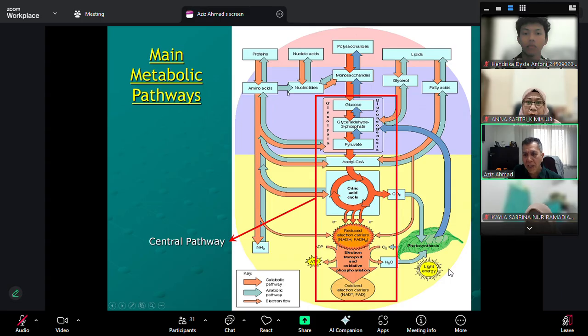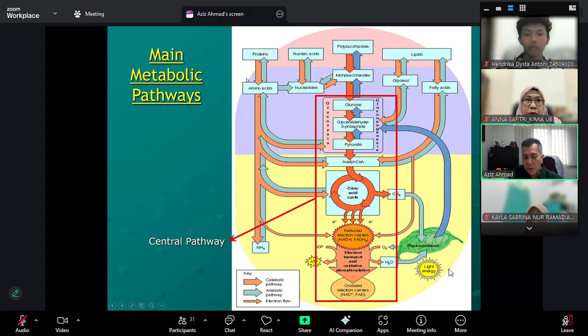And this is the concept of the metabolic pathway in all living things. So polysaccharide, glucose, pyruvate, acetyl-CoA, and the citric acid cycle is the central pathway. If you have lipids, they can be in the form of glycerol or fatty acid. Glycerol will go to glyceraldehyde 3-phosphate. Similarly, from fatty acid you can go to acetyl-CoA. But if you have a protein.